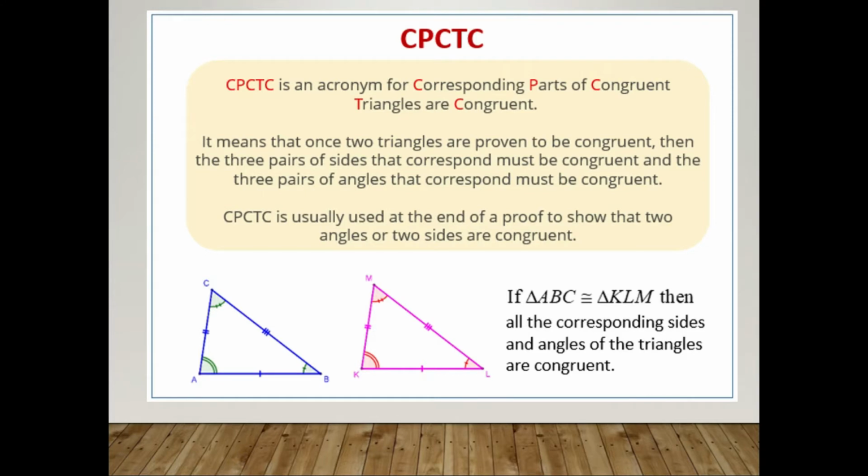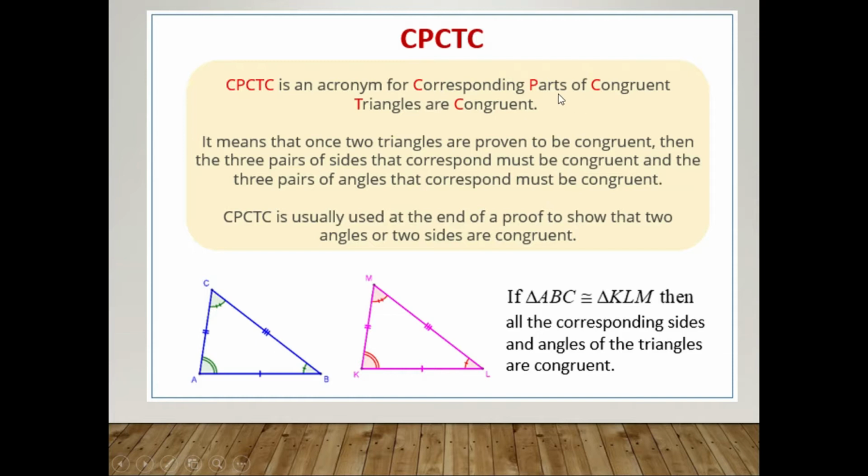Now, the first idea that we will encounter in this topic is the CPCTC. CPCTC means corresponding parts of congruent triangles are congruent. And this is the commonly used proof that we are using to prove that two triangles are congruent. So, from the acronym itself, corresponding parts, ibig sabihin, all the parts of the two triangles must be congruent para masabi natin that the two triangles given are really congruent.